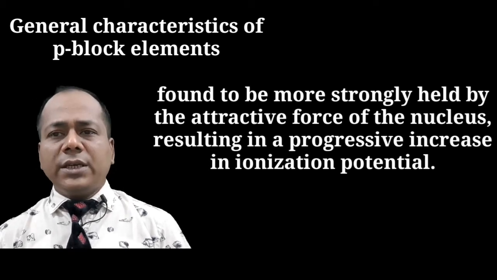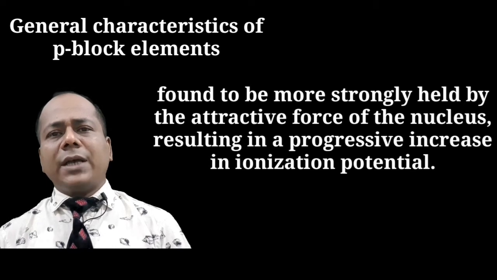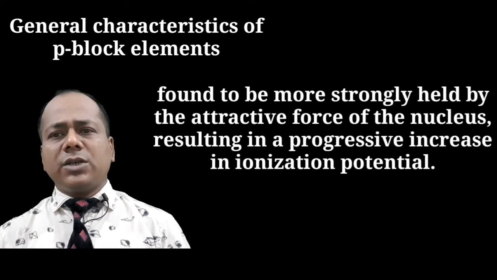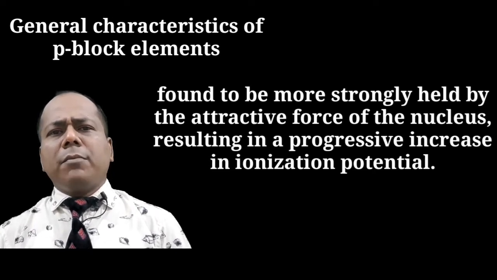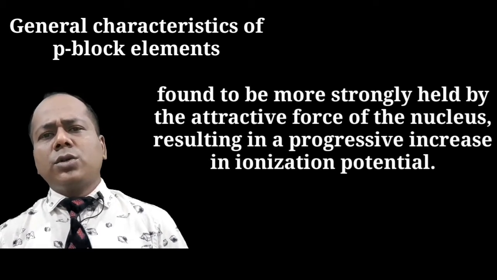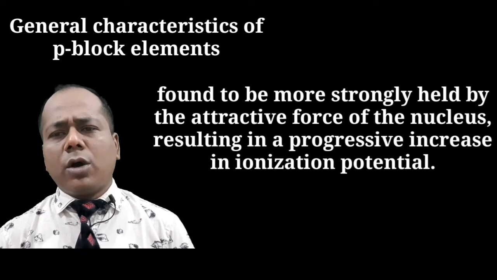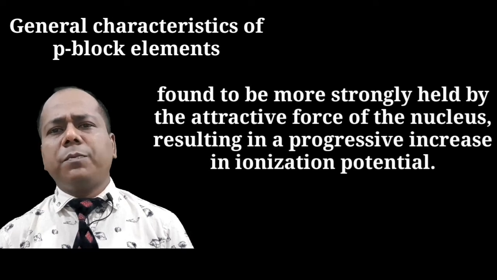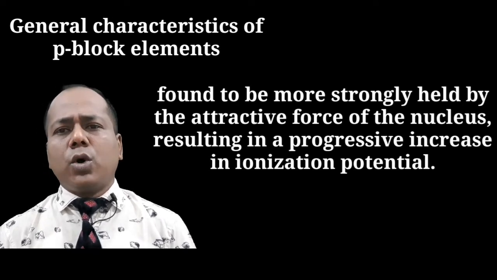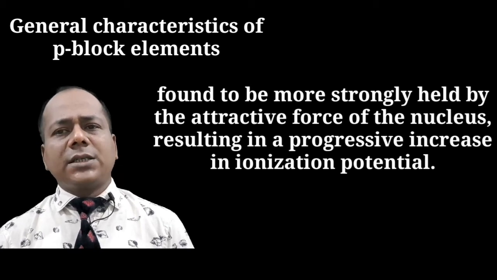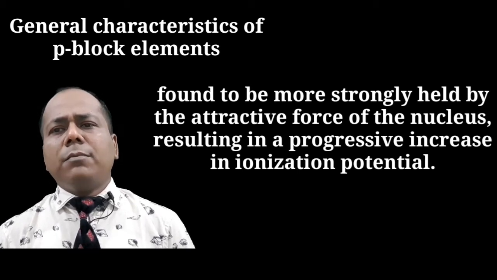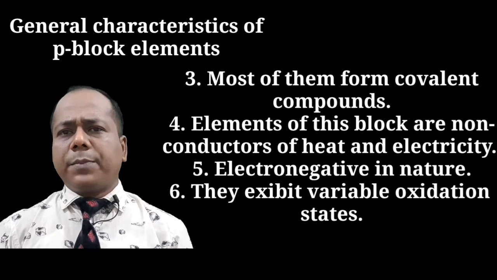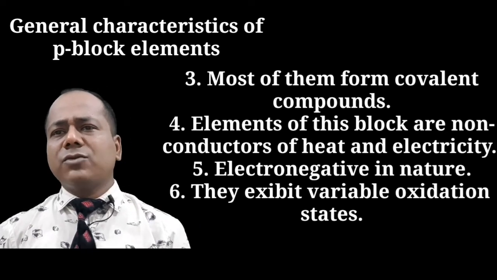Again, on moving down a group, due to gradual decrease in ionization potential, metallic character increases. Hence, metals exist at the bottom of the left side of the p block, whereas non-metals lie at the top of the right of the p block. Metalloids, boron, silicon, germanium, arsenic, antimony, stand midway between them. Most of them form covalent compounds, although ionic character increases.